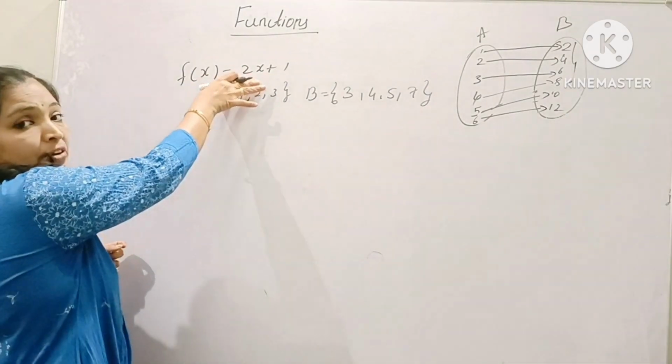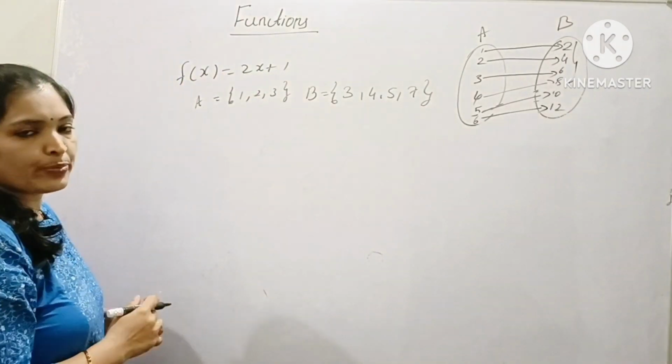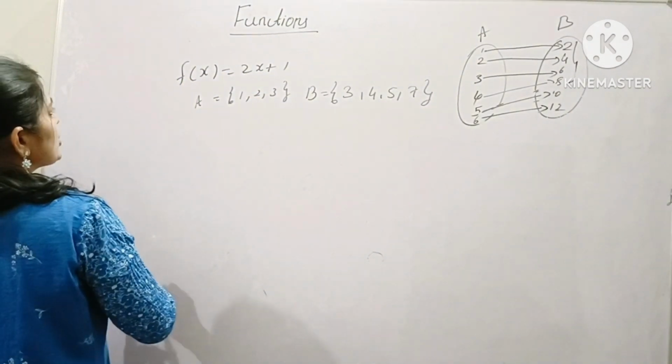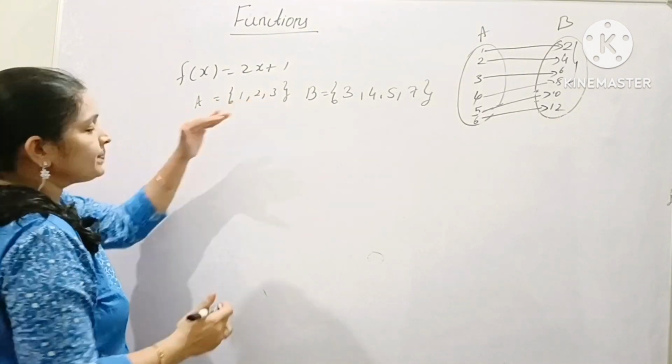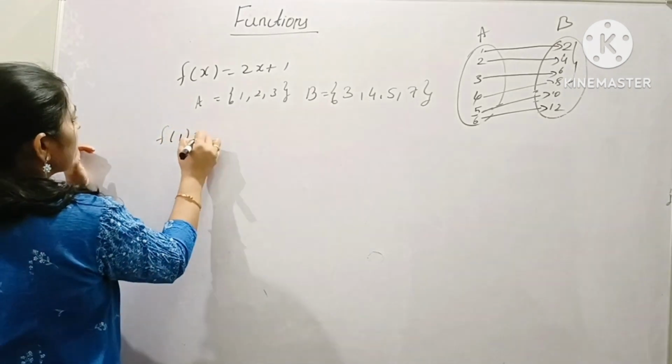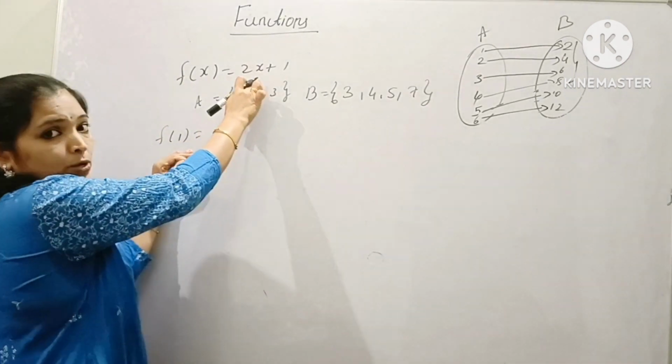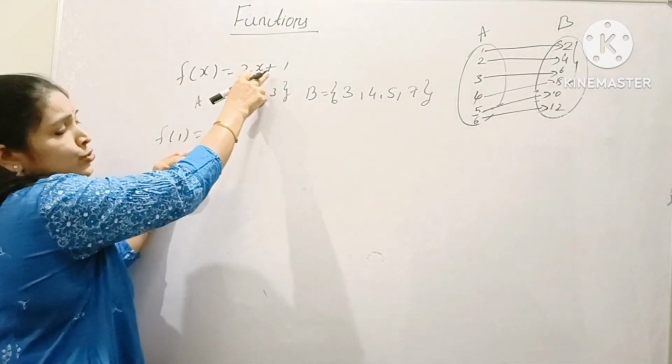First we will write the elements of the function. The function is defined as f of x is equal to 2x plus 1. First we will write the elements of the domain, that is 1, 2, 3. That is f of 1 is equal to, put x is equal to 1, in f of x is equal to 2x plus 1.